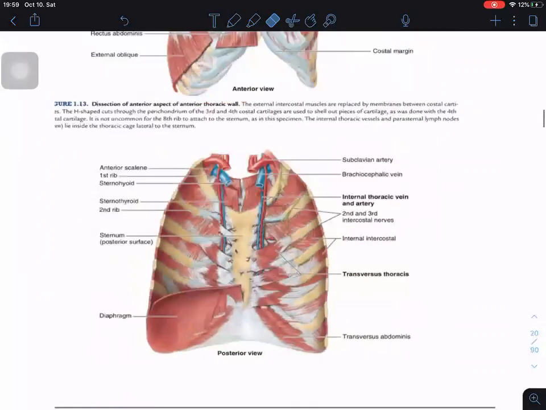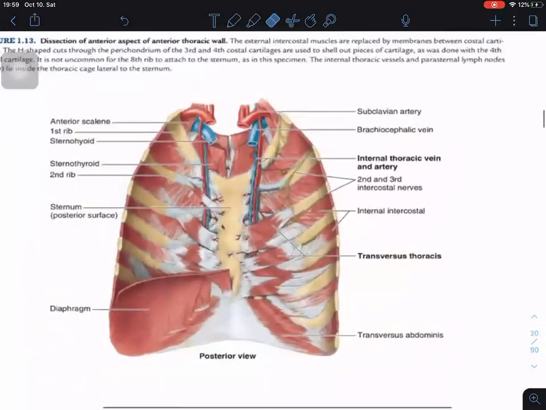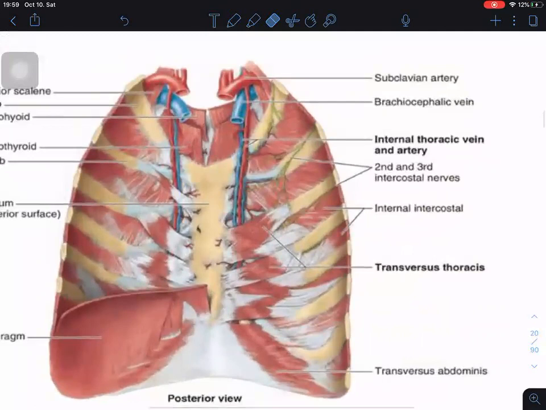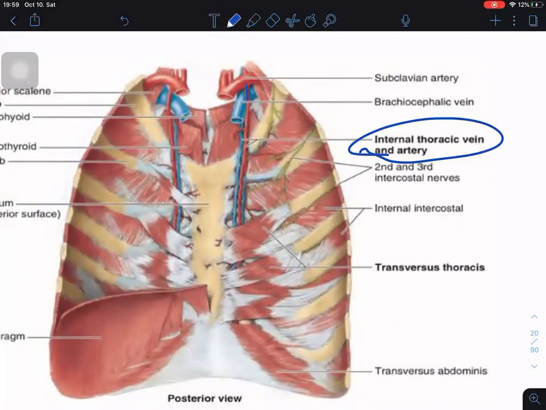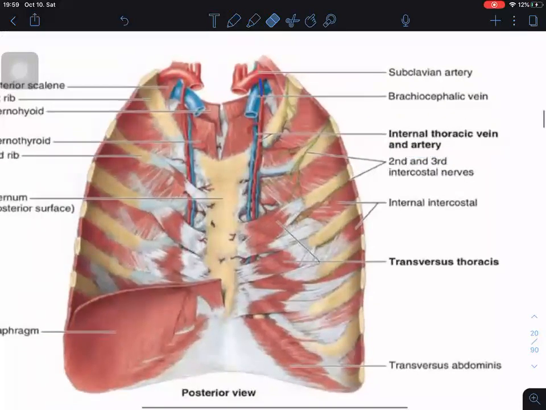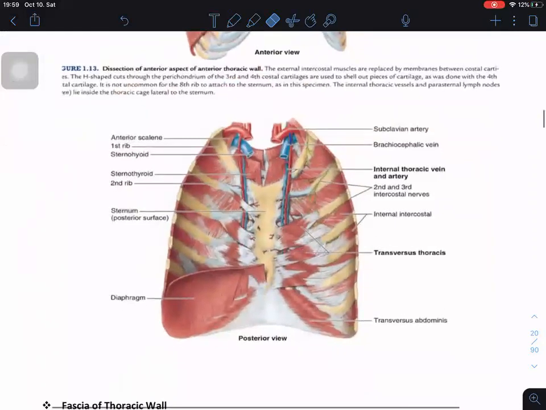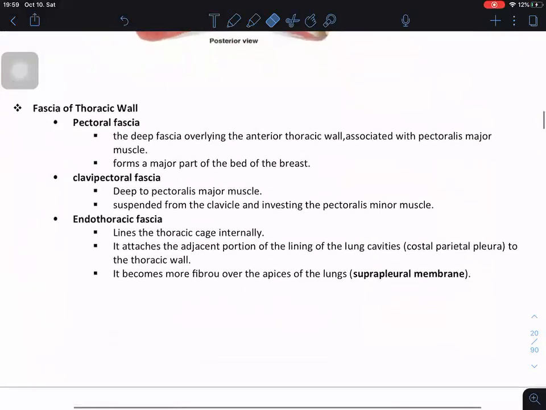One more thing to tell you. Once you're looking at the posterior view of the anterior part of the thoracic wall, remember, you will be able to find an artery and vein running downward vertically, and they are going down deep to the transversus thoracis muscle. So these vessels are the internal thoracic vein and artery. So internal thoracic artery, you know that it's arising from the subclavian artery, and then you have the internal thoracic vein running right next to it. Okay, so that's how you can find the internal thoracic vessels. We will talk about them later on today.